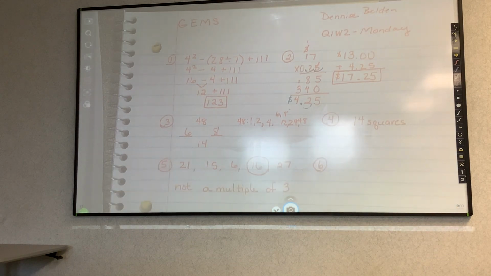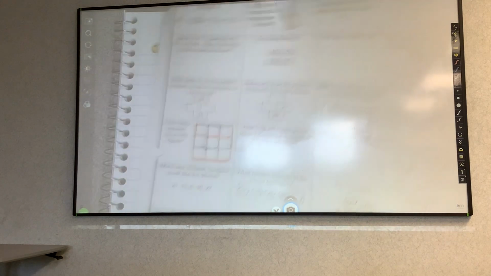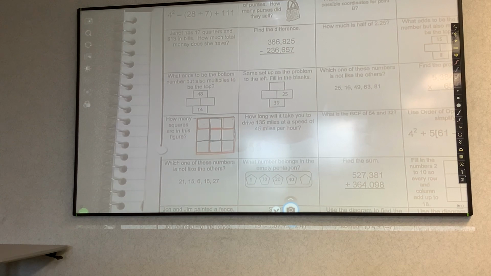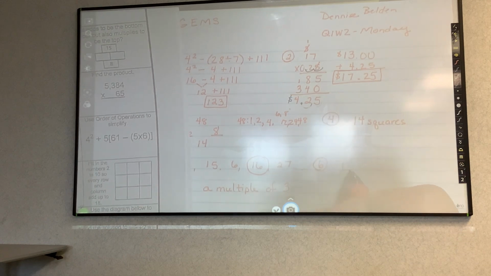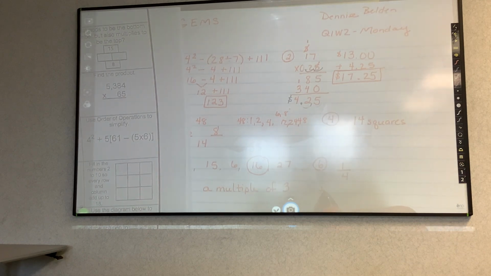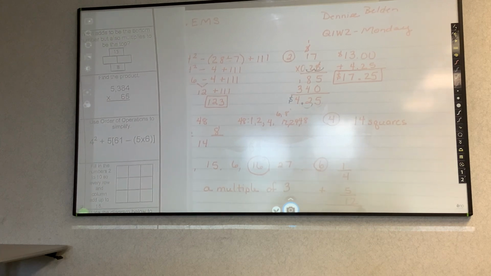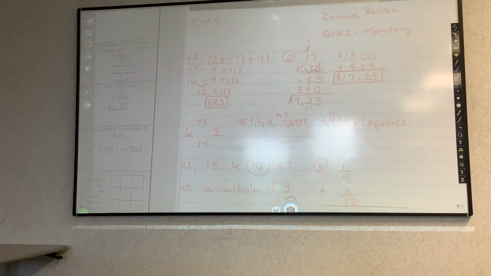Number 6. John and Jim painted a fence. John painted 1/4 of the fence, and Jim painted 5/12 of the fence. How much of the fence did they paint total? So if I want to find the total, I'm going to add. So I've got 1/4 plus 5/12. As I said last week, when we add and subtract fractions in here, we are going to write them up and down. When it's multiplying and dividing, you go left to right.